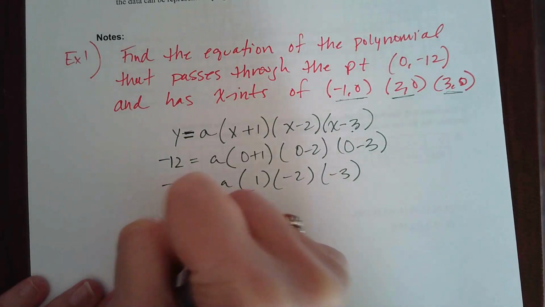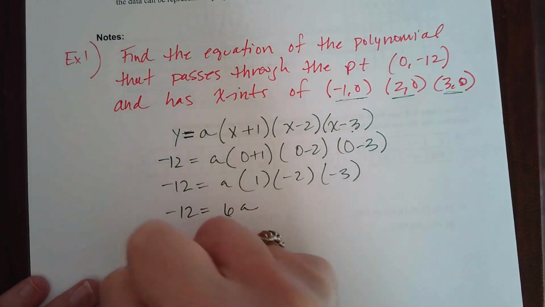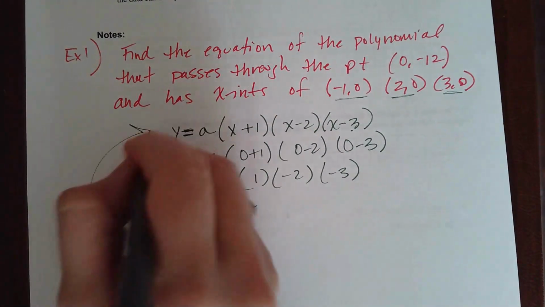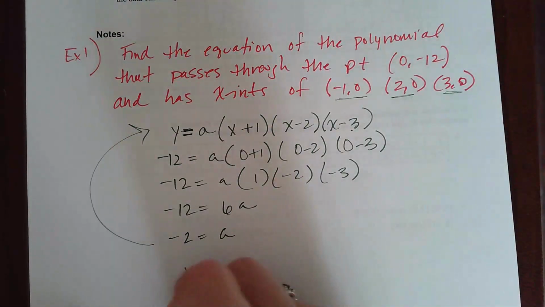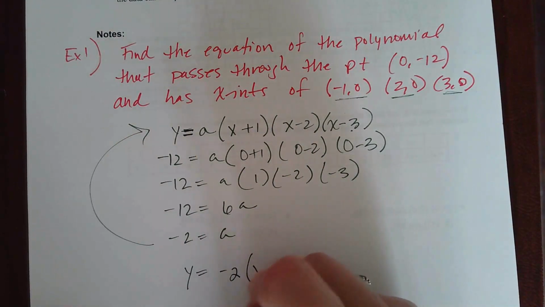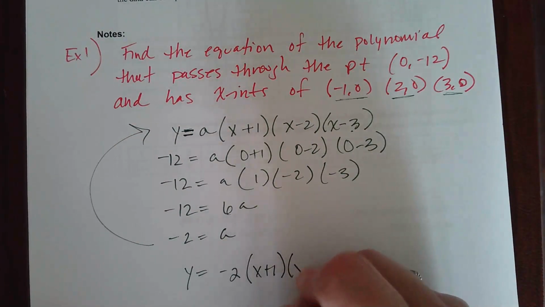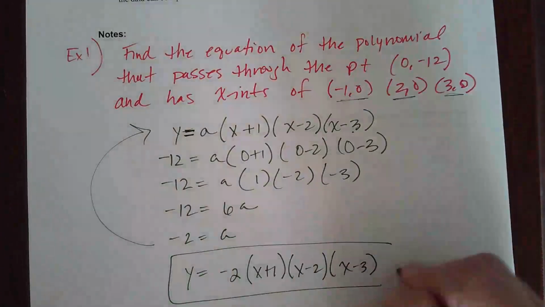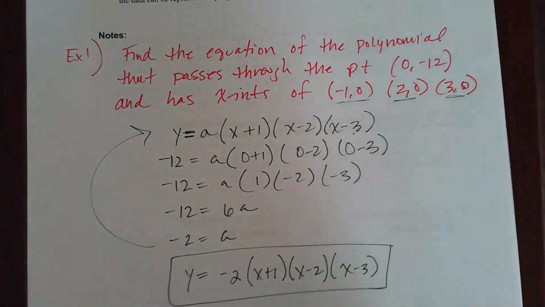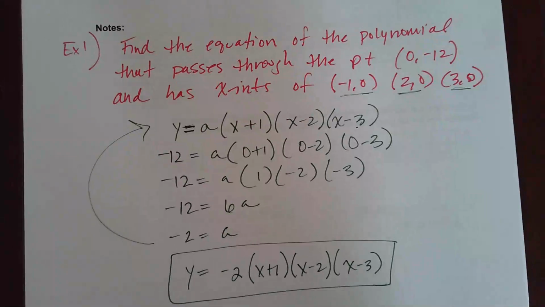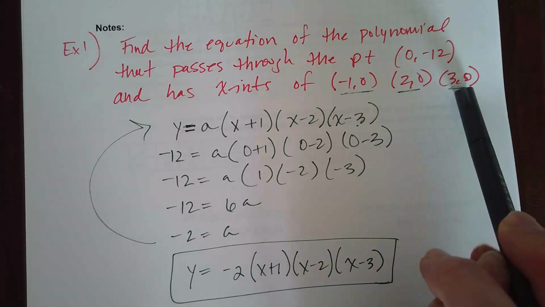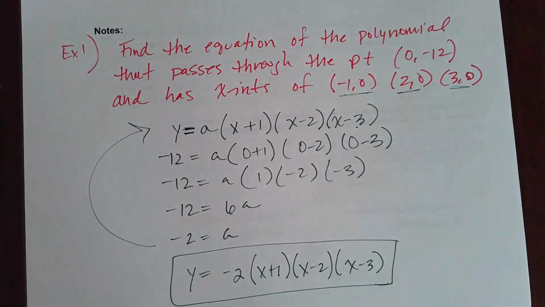So I get -12 equals 6a. So I get a to equal -2. Now I'm going to go ahead and rewrite my equation with my a value in front. So this is a specific answer, because remember when I said that there are an infinite number of answers sometimes when you have the same x-intercepts. This is the only equation for the line that has those x-intercepts or those solutions, but also passes through that point. That's rather important.